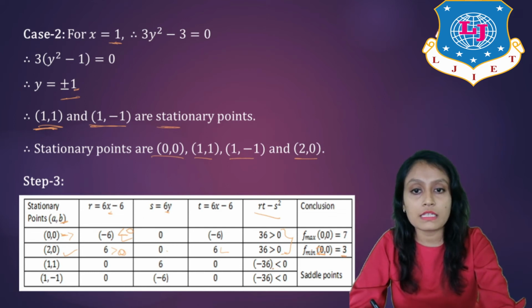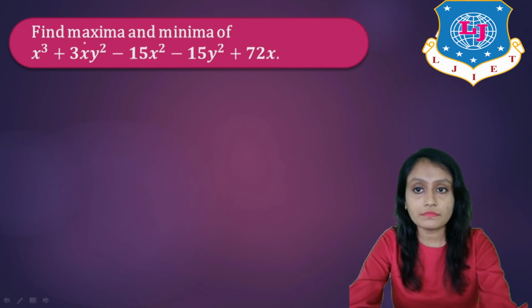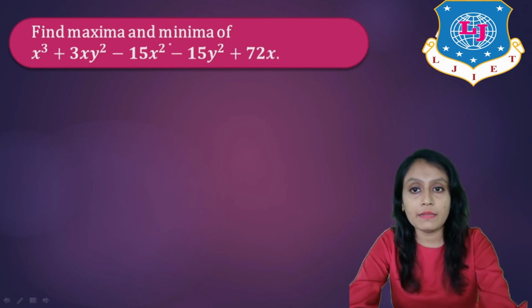Now rt minus s squared is less than 0, that is minus 36 at (0, 1) and (1, -1). So these both points are known as saddle points. Next example. Find the maxima and minima of x cube plus 3xy square minus 15x square minus 15y square plus 72x. Okay, so let's begin with the first step.